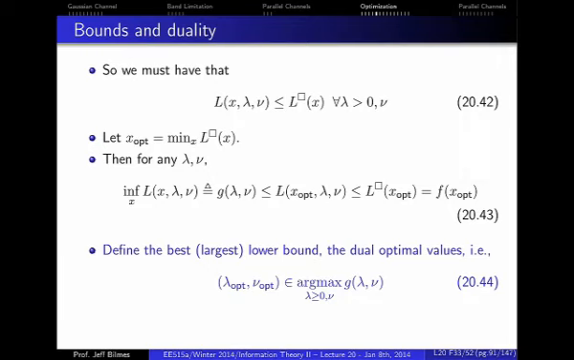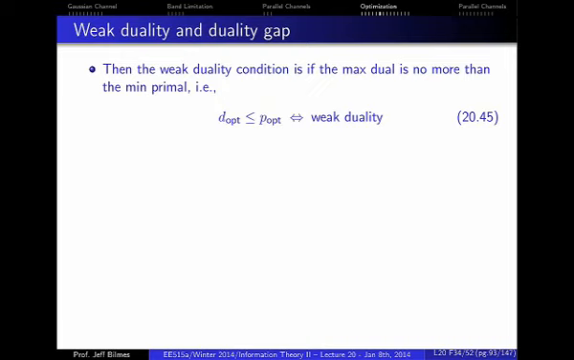So we've got the dual function g. And we have lambda opt and nu opt, which are members of the set lambda greater than 0, nu, and we define a dual optimal value d opt, which is g of lambda opt, nu opt. The notion of weak duality says that always, always, always, we have that the dual opt is less than or equal to the primal opt.